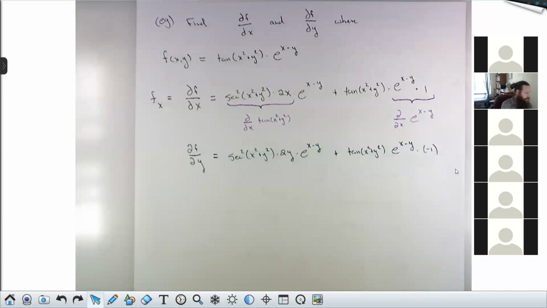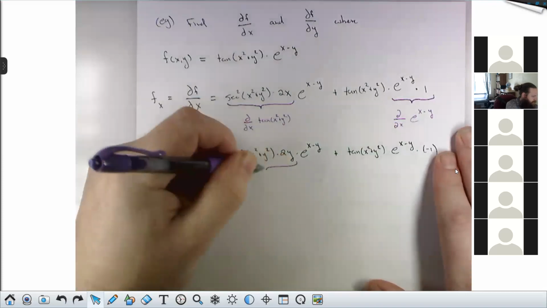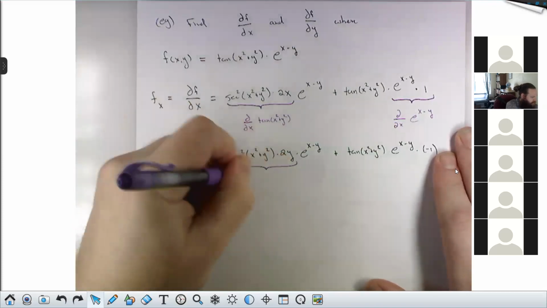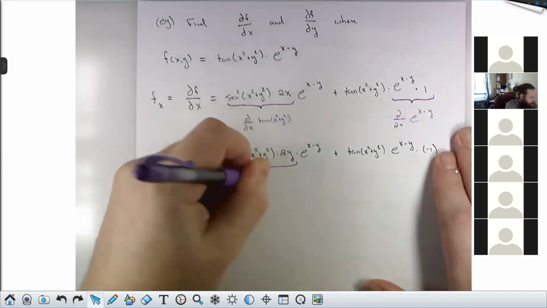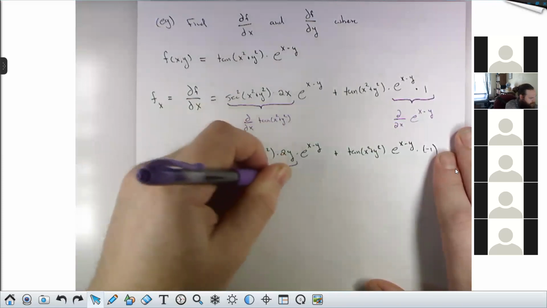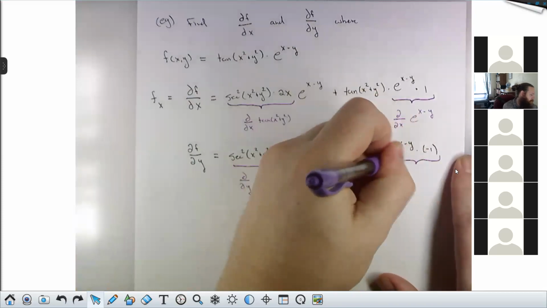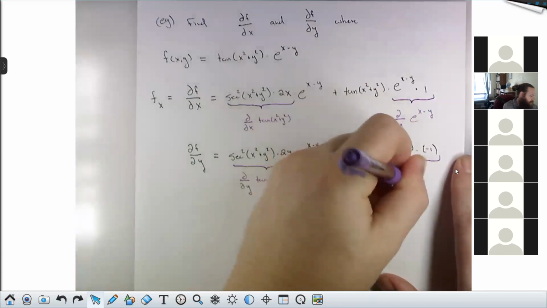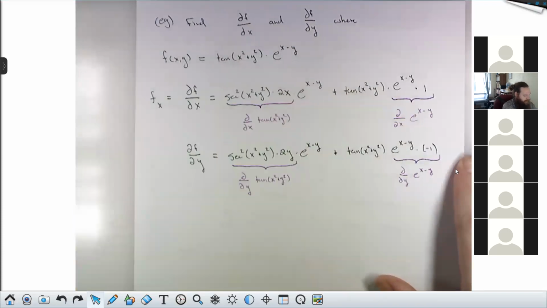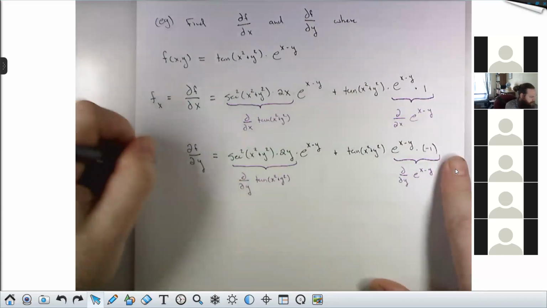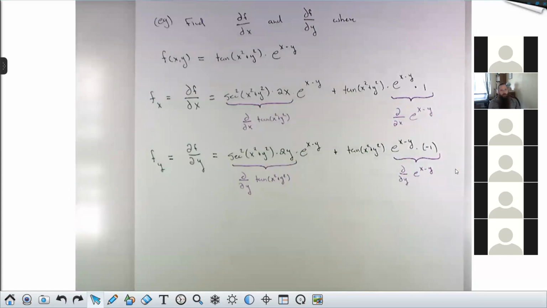And again, if you want the annotations, this piece right here, it's coming from the chain rule when we calculate dy of tan x squared plus y squared. And this piece is coming from dy of e to the x minus y. And of course, the kind of superior derivative notation for the guy we're looking at in the second line is f sub y.